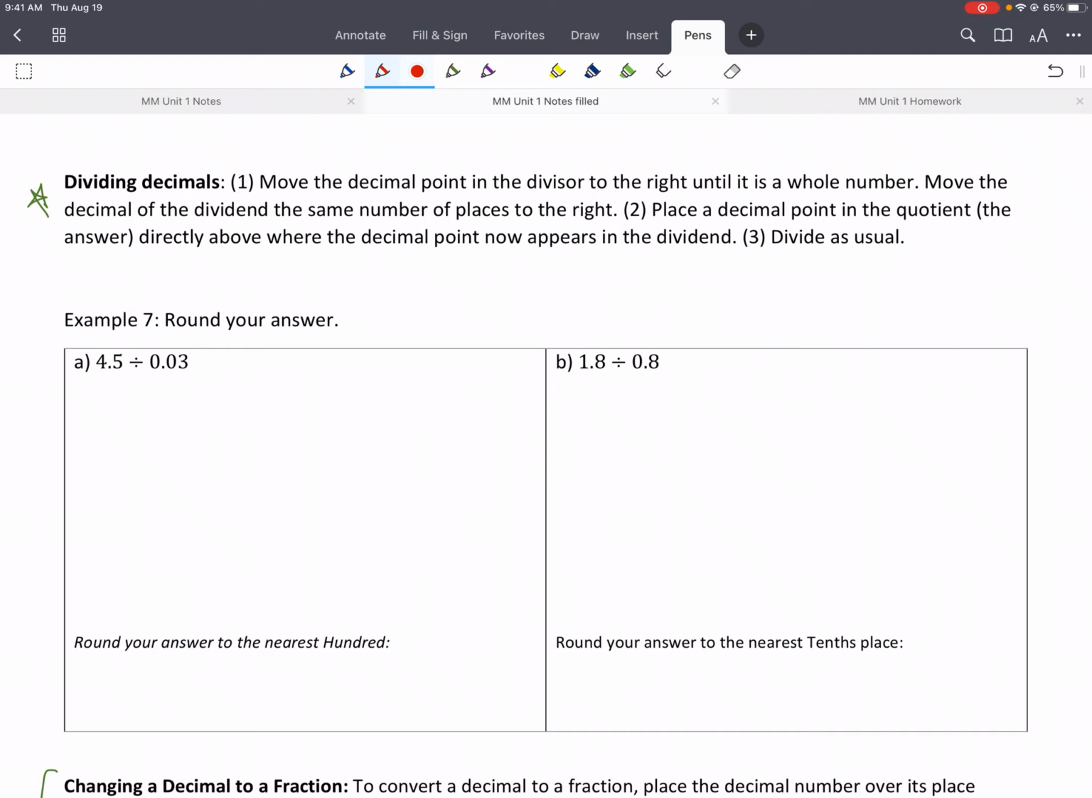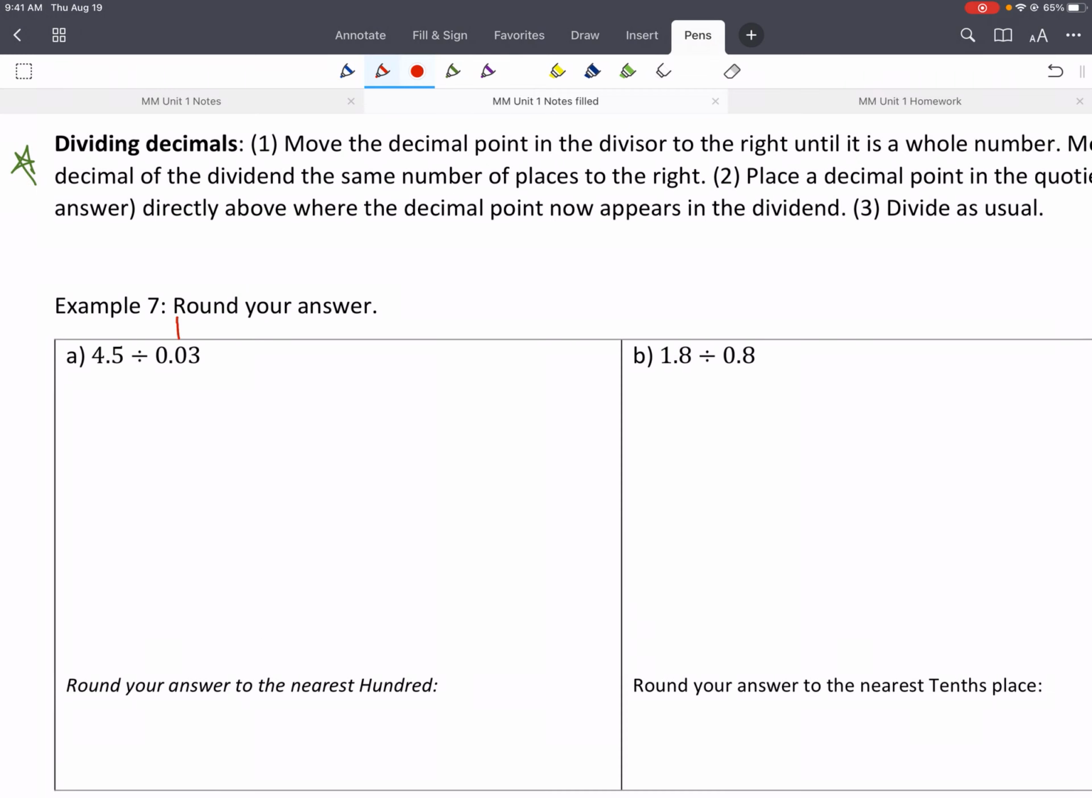We need to move the decimal point of the divisor to the right until it's a whole number. So our divisor is what we want to see how many times it goes into. So this is our divisor, and this is our dividend. So I'll put those there. Okay. So it says we need to move the decimal until it's a whole number. So we'd need to move it twice. So that would give us 3.